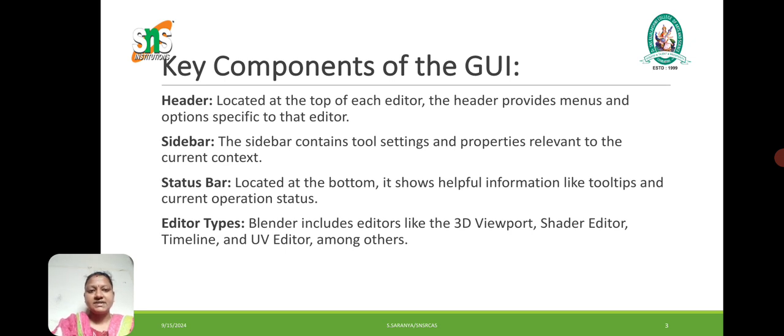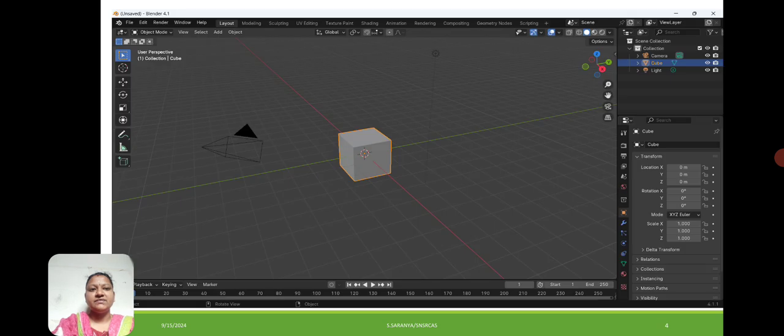The next is editor types. Blender includes editor types like 3D viewport, shader editor, timeline, UV editor, and so on. These are some of the key components of GUI.